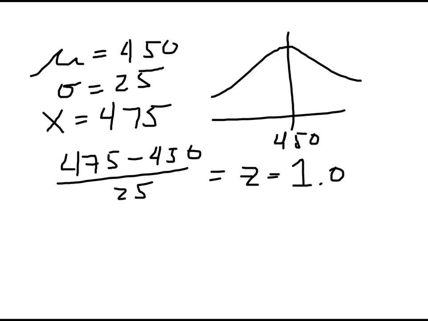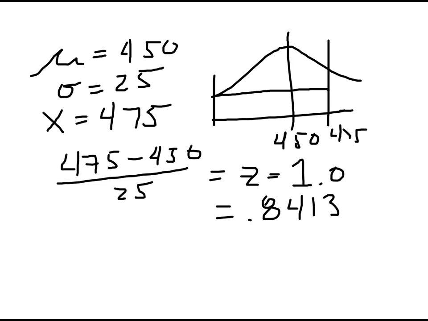We know from earlier, when we had a z-score of 1, that the probability associated with that z-score is 0.8413. But we're not quite done yet, because that 0.8413 represents this part of our normal distribution.